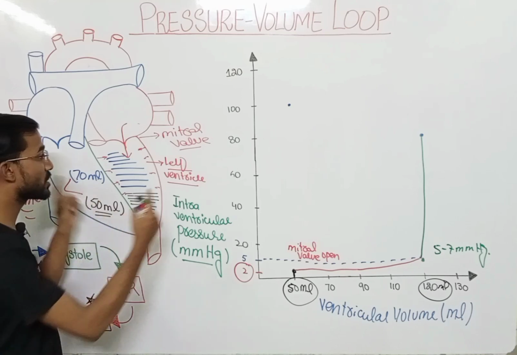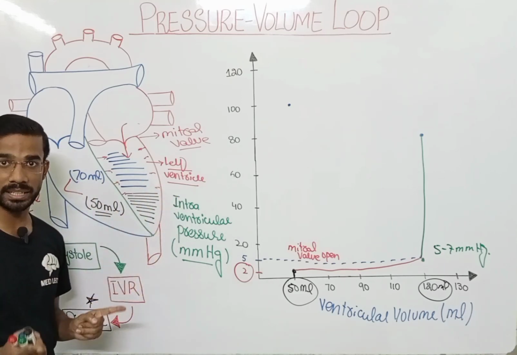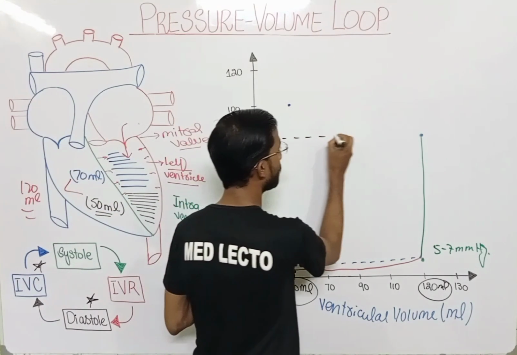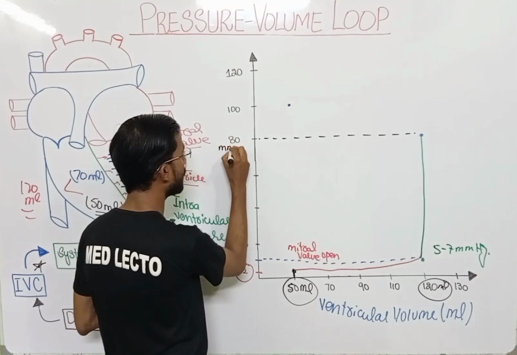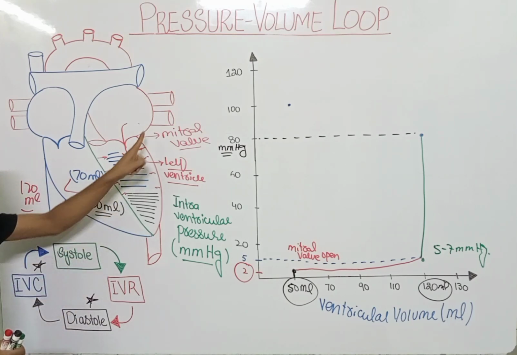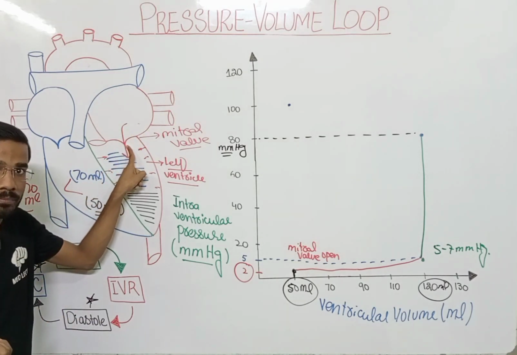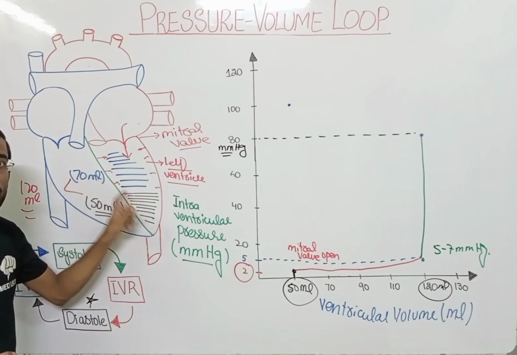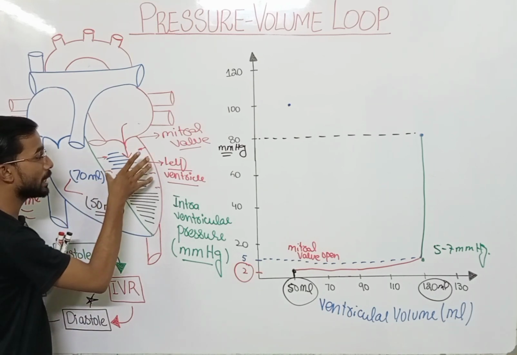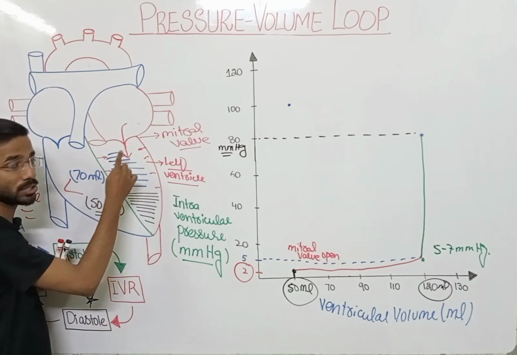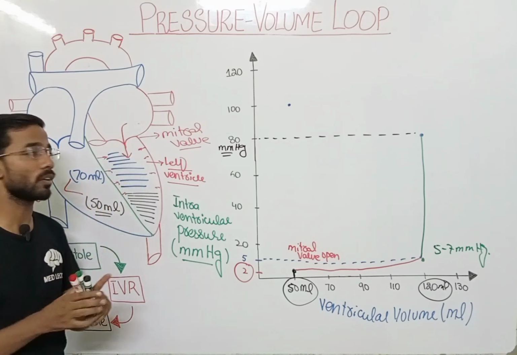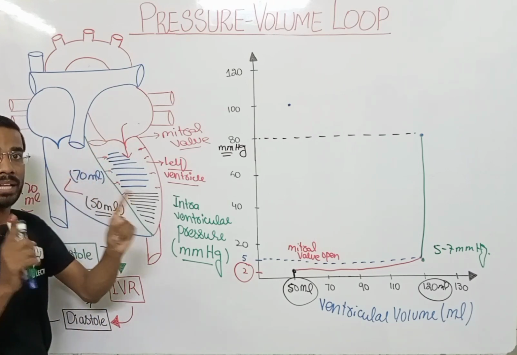Now, due to the exertion inside, the pressure in the left ventricle increases up to 80 millimeters of mercury. That is the 80 millimeters of mercury. The important point is that at the starting point, the mitral valve was open. But during the isovolumic contraction, the mitral valve will be closed, because whenever the pressure starts increasing, there may be chances of the blood moving back towards the atrium. So during the isovolumic contraction, both the valves will remain closed.